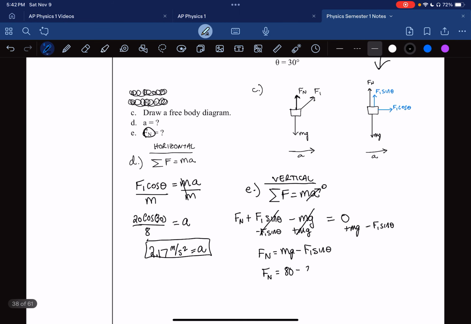20 sine of 30 degrees. 80 minus 20 sine 30 degrees. Oh, I get an answer of 70 Newtons.